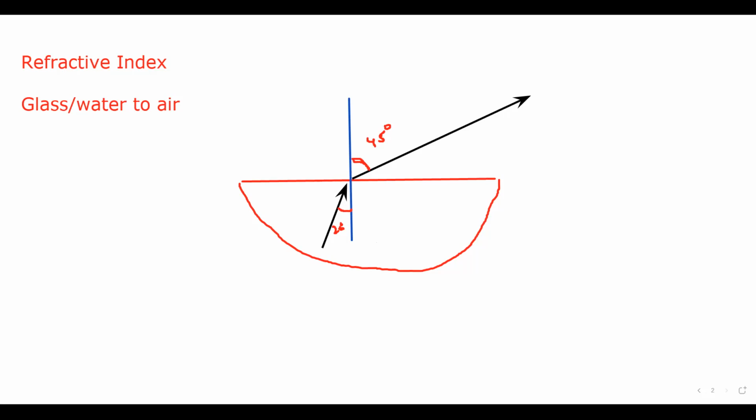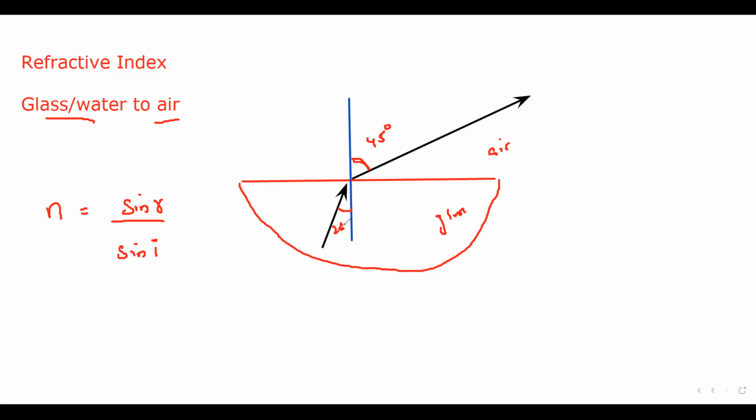So we want to find the refractive index when the ray of light is moving from glass or water to air. Originally it is in glass and now it is traveling in air. So moving from glass to air, the speed of the light increases. That's why it bends away from the normal.